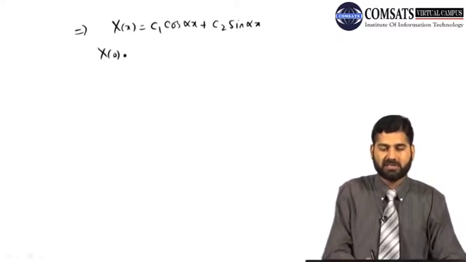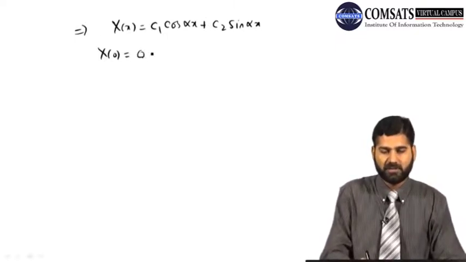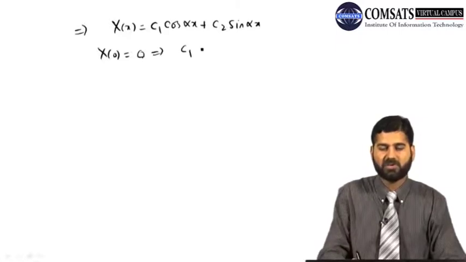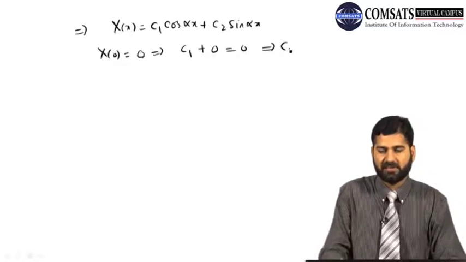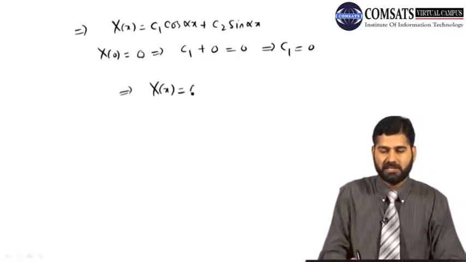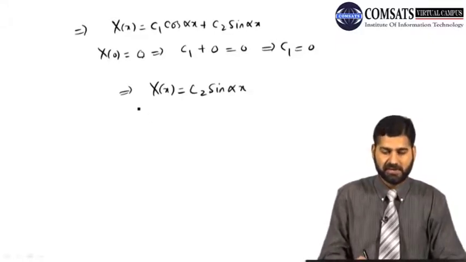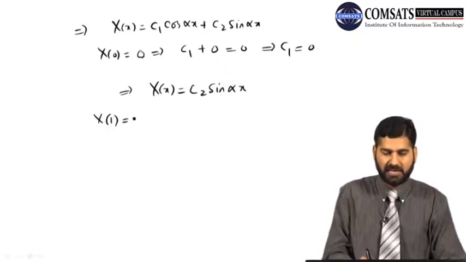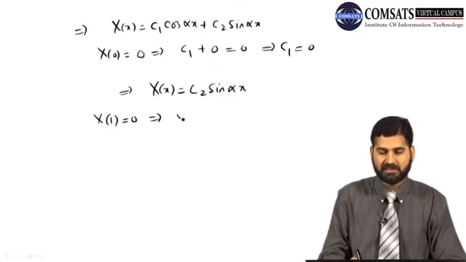Now X at 0 is equal to 0 implies that C1 cosine 0, which is 1, plus C2 sine 0, which is 0. So this is 0, which implies that C1 is equal to 0. If C1 is equal to 0, your X will become C2 sine alpha x. Alright. Now use the second condition. X at 1 is equal to 0. It means C2 sine alpha, with x equal to 1, is equal to 0.